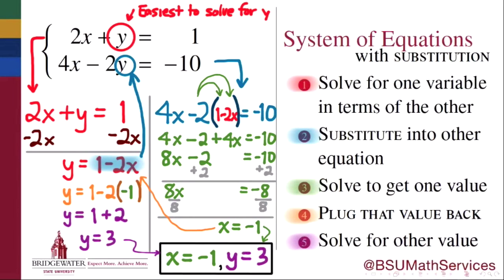Substituting that expression into the other equation gives an equation with a single variable that we can solve for one variable, and then substitute that value back into any of the original equations to discover the value for the other.